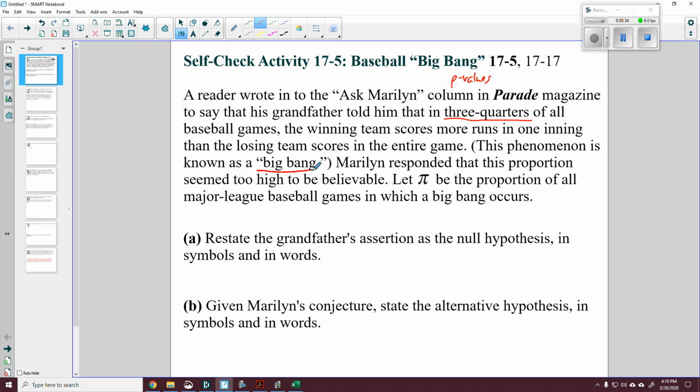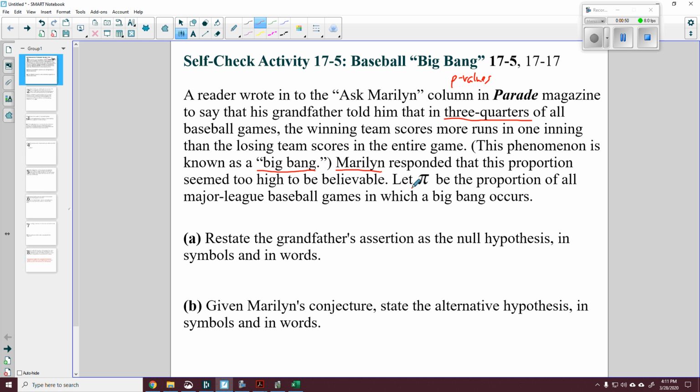Now, I'm a baseball fan, and I think that sounds really high. I've watched a lot of baseball games. I don't think that's true. And Marilyn, the columnist, responded, oh, she agrees with me. She says, it also seemed too high to be believable.